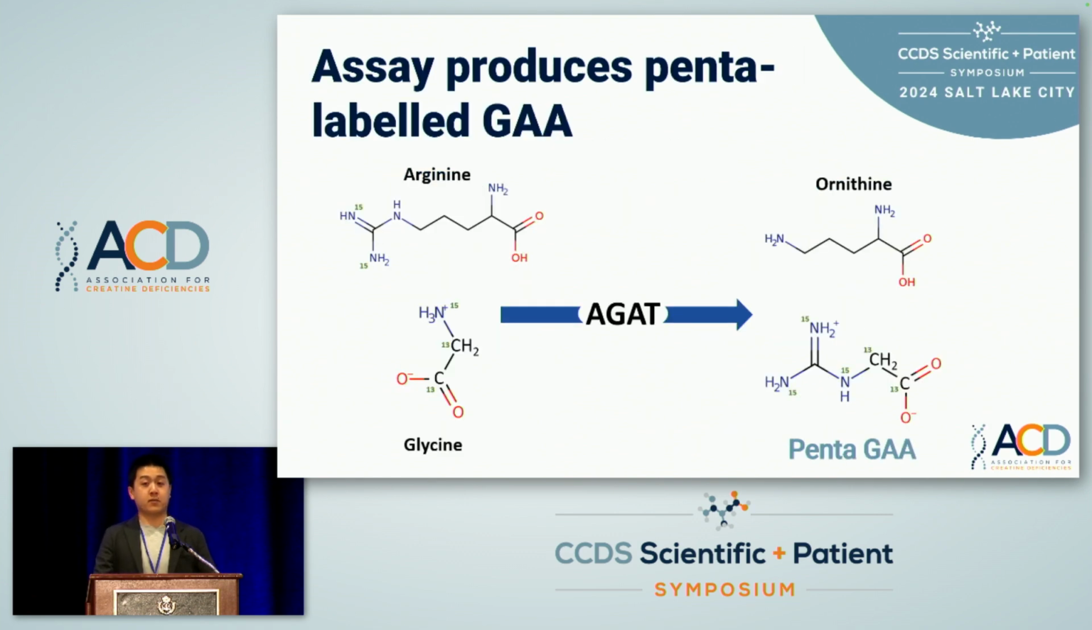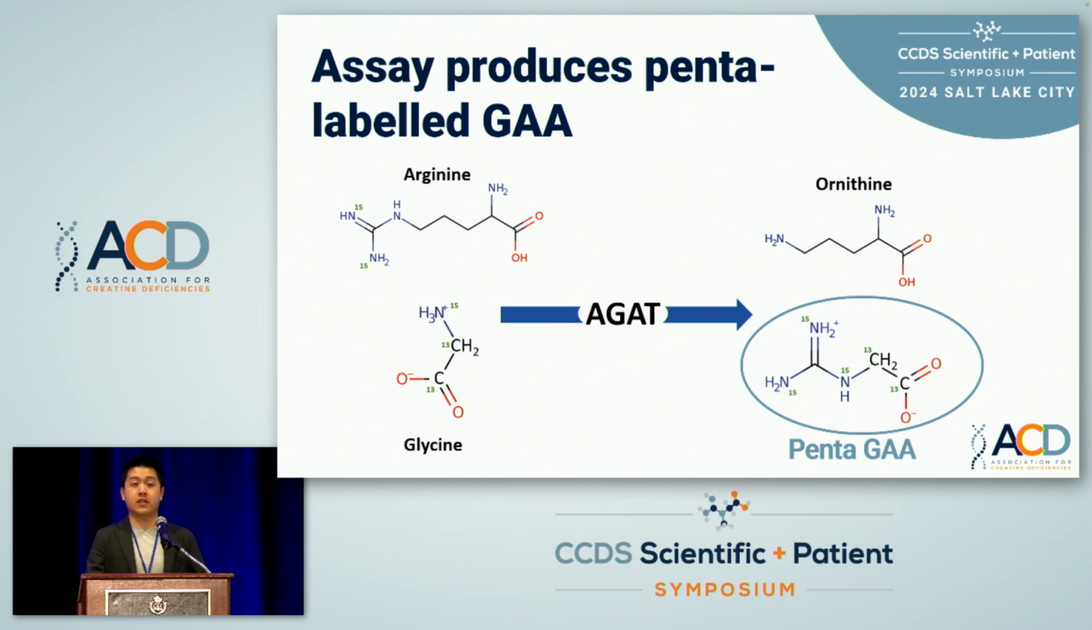So here we're using a stable isotope-labeled substrate assay with stable isotopes in the arginine and glycine. In the arginine, we have 2 stable isotopes of nitrogen-15. In the glycine, we have 2 stable isotopes of carbon-13, followed by 1 isotope of nitrogen-15. Now, when AGAT uses these 2 substrates, it results in the production of normal or unlabeled ornithine, as well as the production of guanidinoacetate that contains 5 stable isotopes. Hence, we give it the name penta-GAA. We can then track the amount of penta-GAA present in a reaction in order to quantify or measure the amount of AGAT activity in a system.